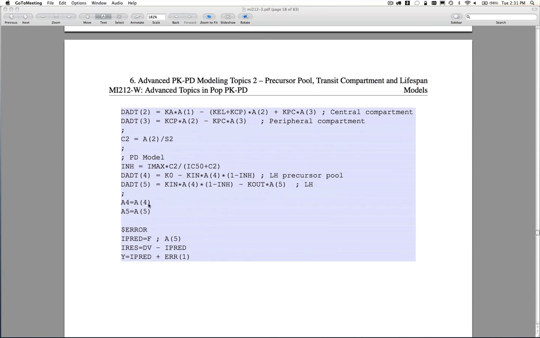Okay, A4 equals A4 here, and A5 equals A5. I've done that just so that I can simply table A4 and A5 without having to put in, actually I'm not sure, older versions of NONMEM, I don't think you could actually table the value with A4 in parentheses. I think you can do that now. For me, it's just easier to read into different programs without having to worry about that parentheses there. So I redefine A(4), A(5) as A4 and A5, and then put those in my table for plotting, etc.